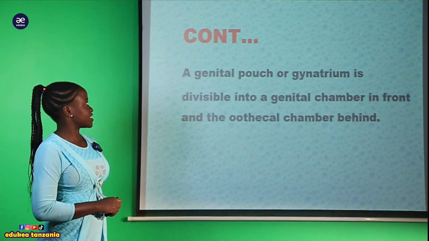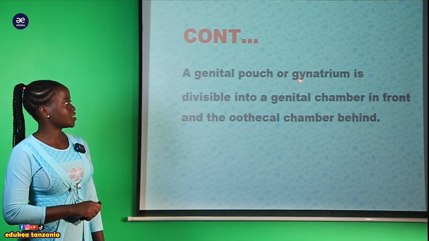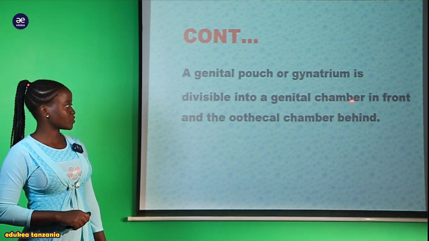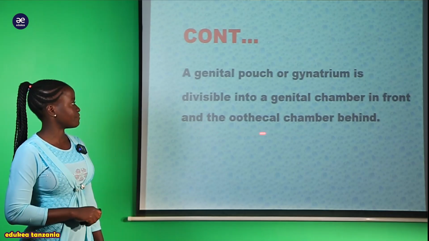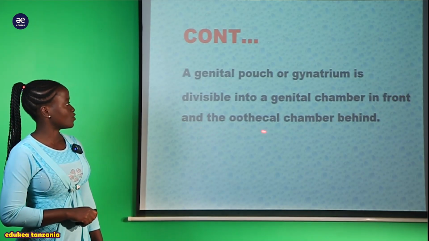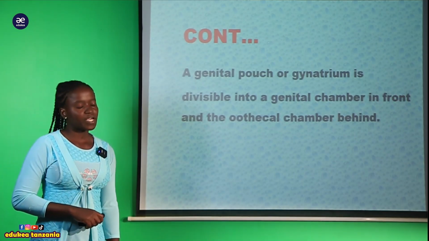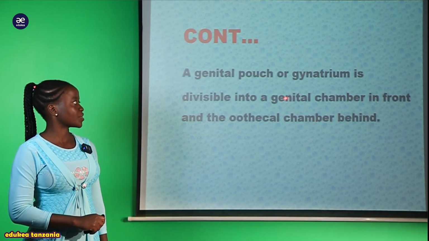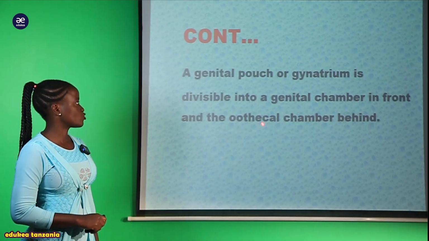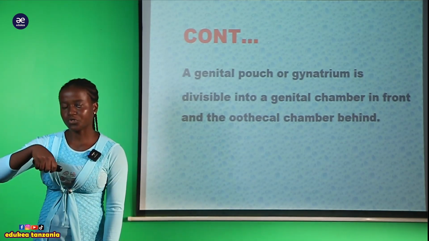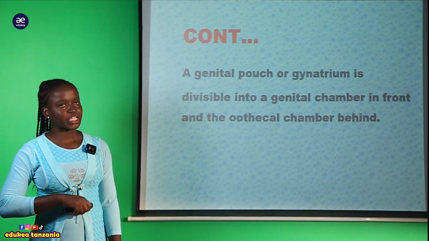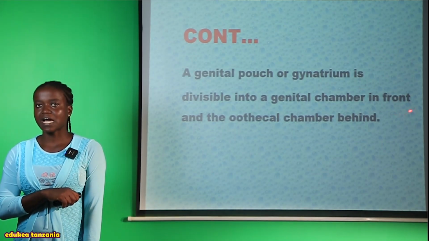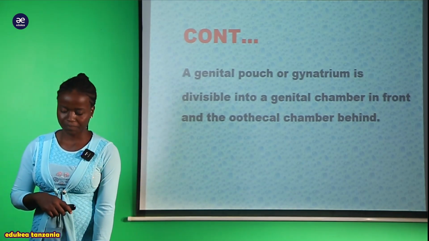So we are saying that a genital pouch, or it is called the gynatrium, is divisible into genital chamber in front and the urethral chamber behind. Kwa ile genital chamber imegawanyika katika sehemu kuu mbili. Ya kwanza ni genital chamber na ya pili inaitwa urethral chamber nyuma yake. Kwa hiyo nyuma ya hii genital chamber kuna urethral chamber. We have seen it in the previous slide on the diagram of the female cockroach.